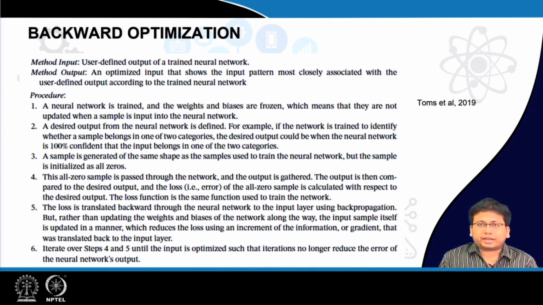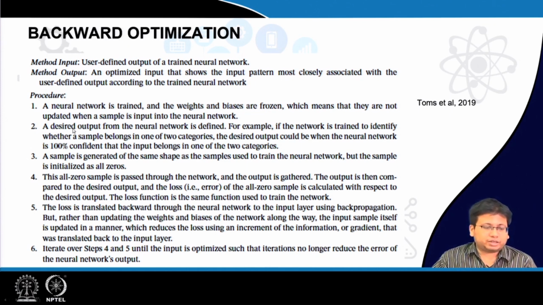Now, the question which I am asking is, what kind of input will result in a prediction of class A, or what kind of an input will result in a prediction of class B? What is a typical input for class B? So, the method output is an optimized input that shows the input pattern most closely associated with the user defined output according to the trained neural network. It will become a bit more clear when we come to the specific examples.